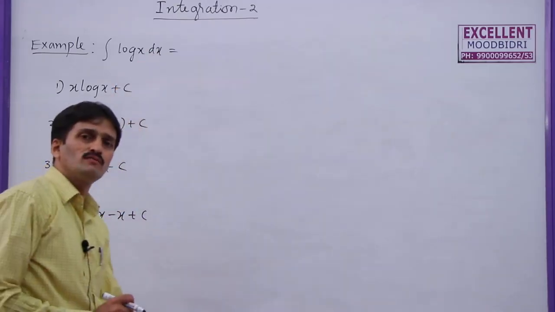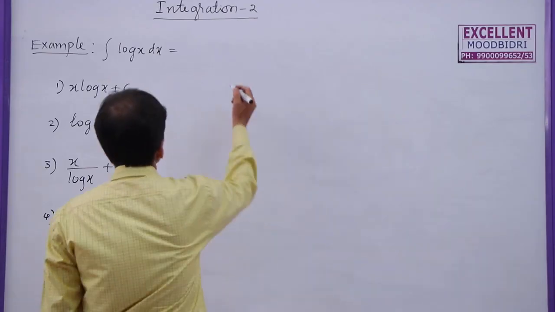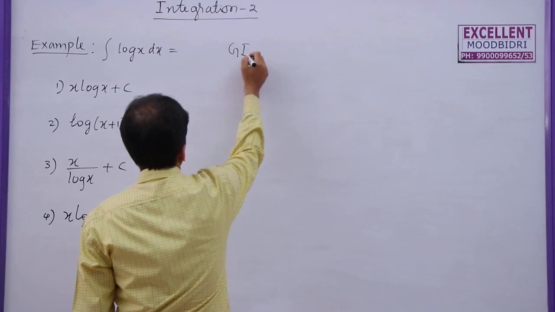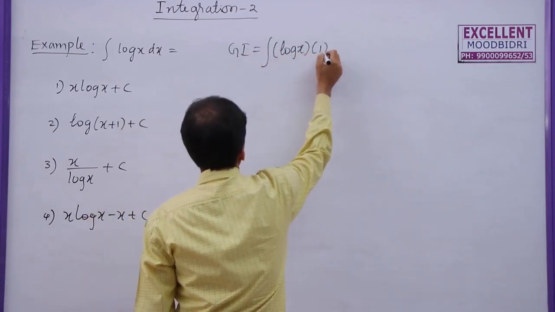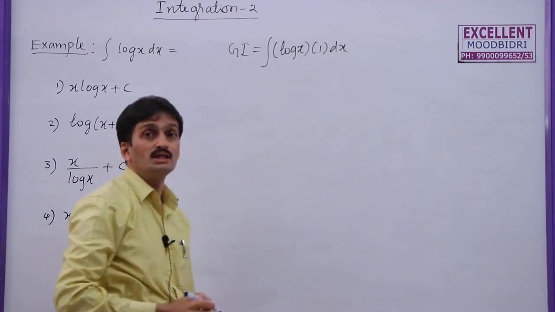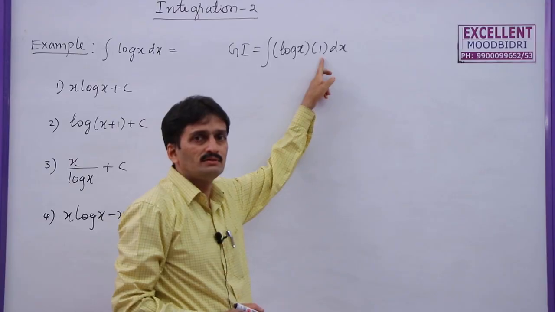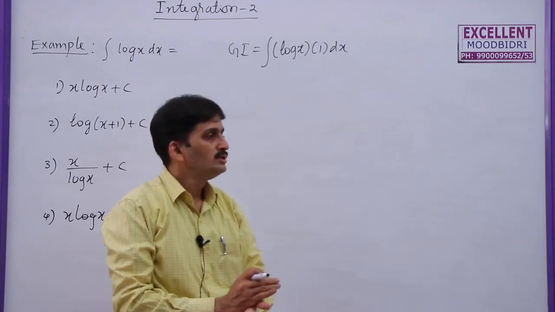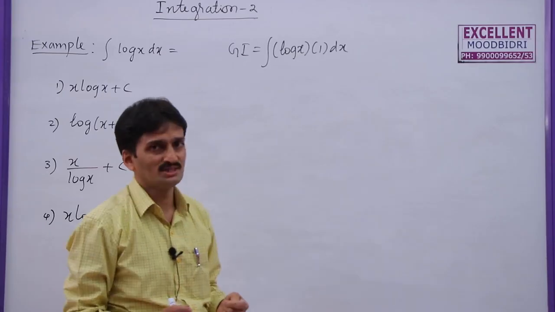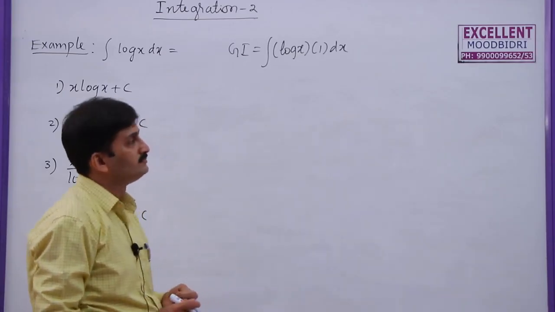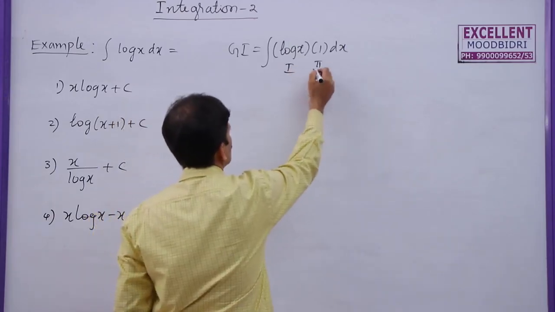Now integration of log x should be found out by method of integration by parts. So that means given integral should be rewritten as log x into 1 dx. Log x can be written as log x into 1. Why? Because u and v should be visible. You should write it as product of two functions. Okay. Now take first function as log x, second function as 1.